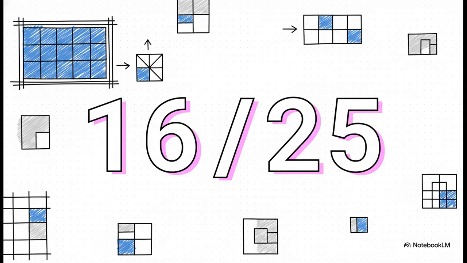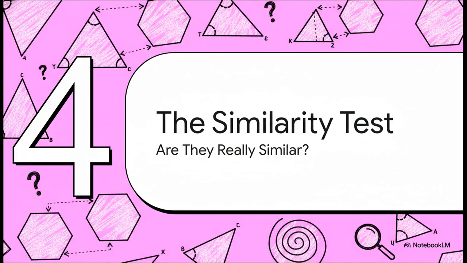Perfect. Okay, so what does this mean for the area? Well, the area ratio has to be that scale factor squared. So 4/5 squared, which is 16 over 25. This is so important. The new pool doesn't have 4/5 of the area, it has 16/25 of the area. That's a massive difference. All right, Section 4, the similarity test.